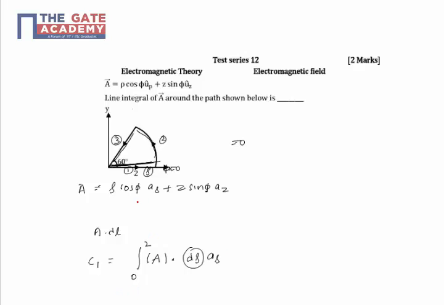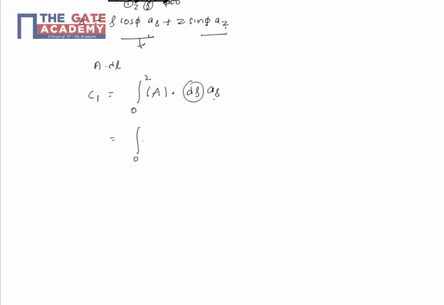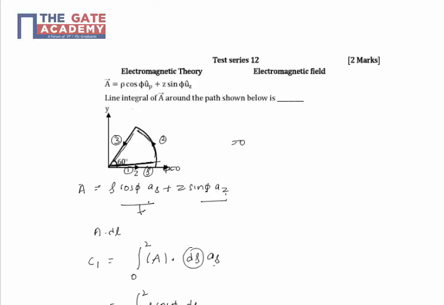So for A, we have two parts here, the a_rho part and the a_z part. If we perform the dot product of a_rho with a_rho, it is equal to 1, and the dot product of a_rho with a_z is equal to 0. So we consider only the first part. So it is the integral from 0 to 2 of rho cos phi d rho, where the value of phi is equal to 0. The integral from 0 to 2 of rho d rho is rho square by 2, from 0 to 2, and the value is equal to 2.